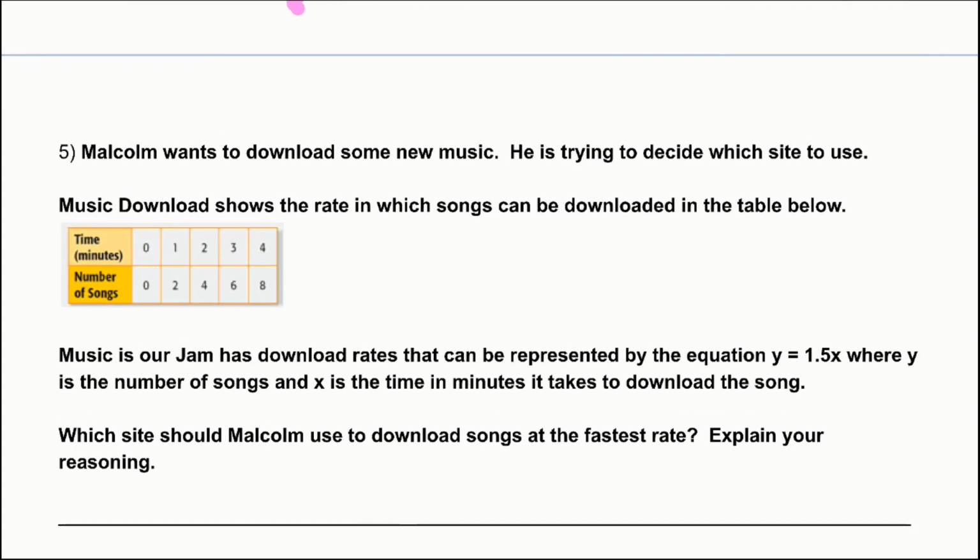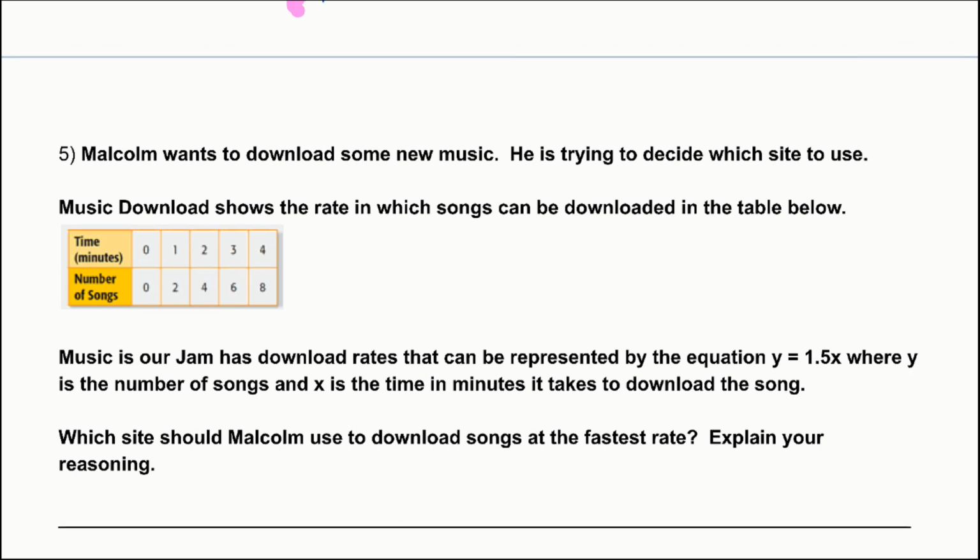All right, so Malcolm wants to download some new music. He's trying to decide which site to use. Music download shows the rate in which songs can be downloaded in the table below. We talked about this in class, but the best way to compare certain things is to have them in the same form. If you're comparing fractions, it's a lot easier to compare fractions that have the same denominator than it is to compare fractions that don't. So there we go.